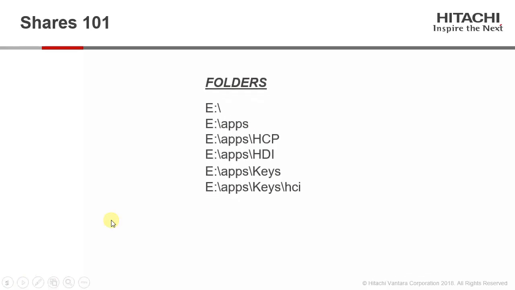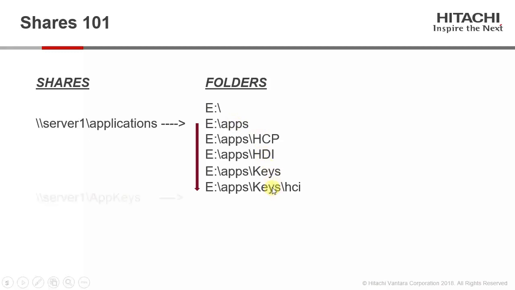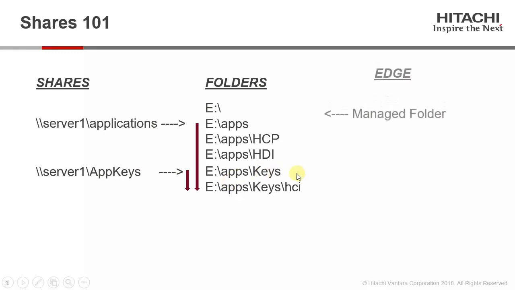Okay, so to beat a dead horse, another perspective is we have folders, an E drive, and we have all these folders and subfolders. And then we have a share with a name pointing to a specific folder. That gives us access to this folder and all subfolders beneath it. We can have additional shares that point to subfolders. So this folder keys would actually be the root of this share here. So you could access this keys directory both from this share and also from this share. And this gives us access to all the folders below keys.